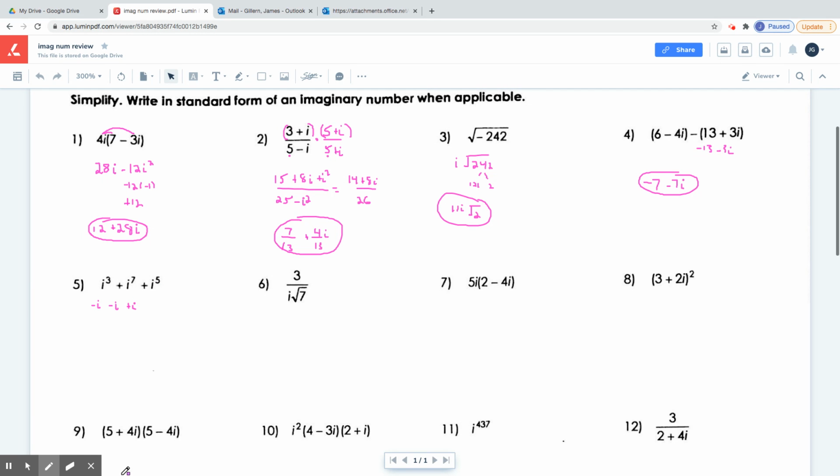All right, so I get negative i. Negative i minus i is negative 2i. Negative 2i plus i, the answer is just negative i. All right, and just a little recap.